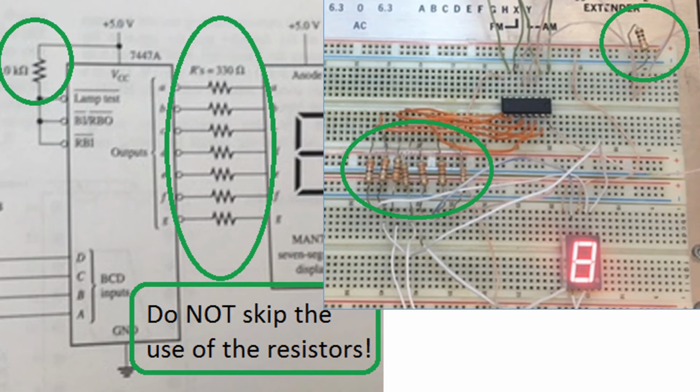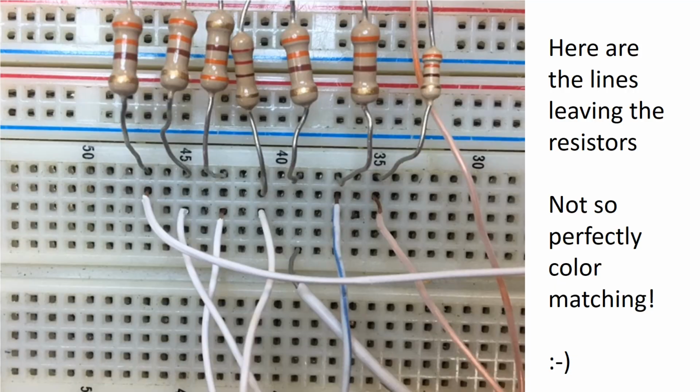You'll also notice there's one extra resistor connecting the 7447 chip to the 5 volts source to go ahead and indicate a 1 or a 0 on different items. You definitely want to connect that one resistor shown in the lab diagram. Do not skip the use of resistors. Did I mention that enough times already? Okay, hopefully you'll remember that you don't skip the resistors.